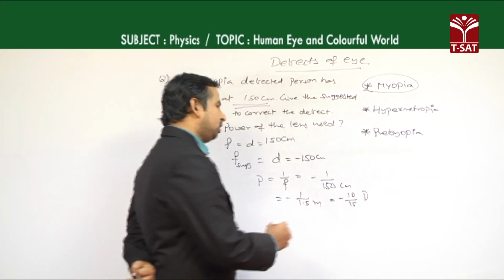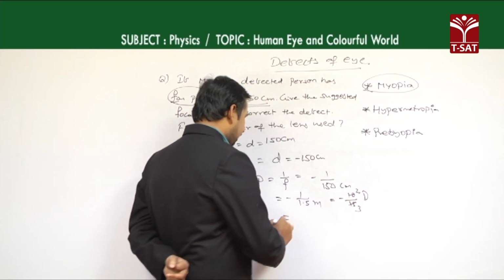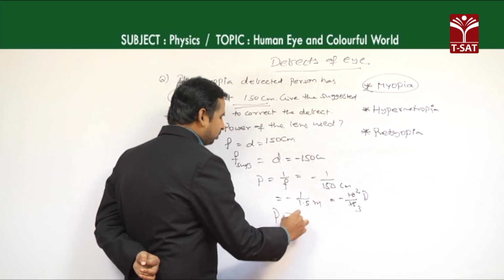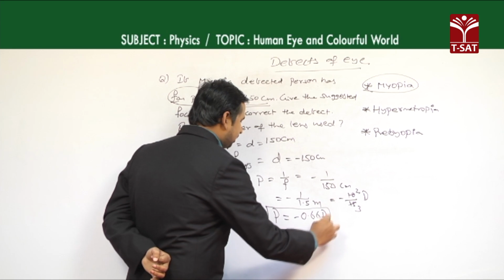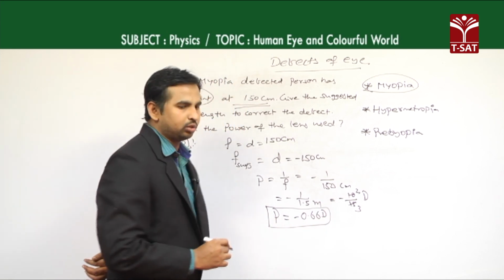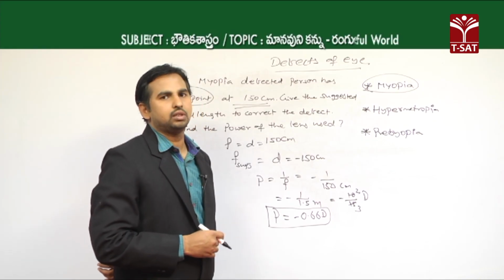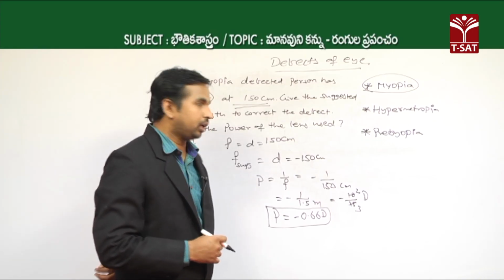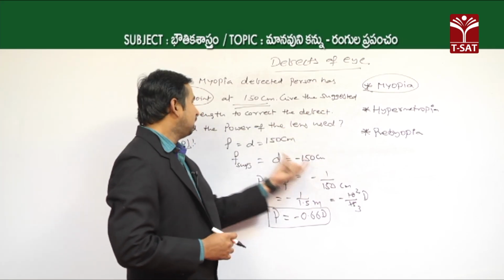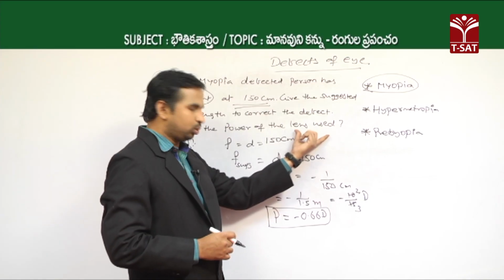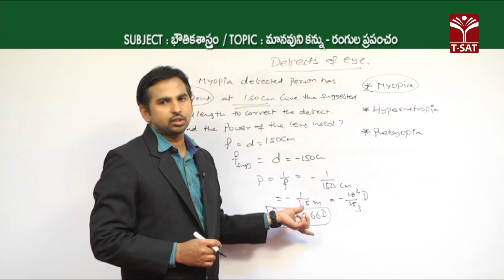15 by 10 means you can cancel that with 2 there, 3 and here. So we are getting the final power P is equal to minus 0.66 D. This is the power of the lens he has to use to correct this defected eye, which is minus 0.66 diopters. So the suggested focal length is minus 150 centimeters, and the power of the lens used is minus 0.66 diopters.